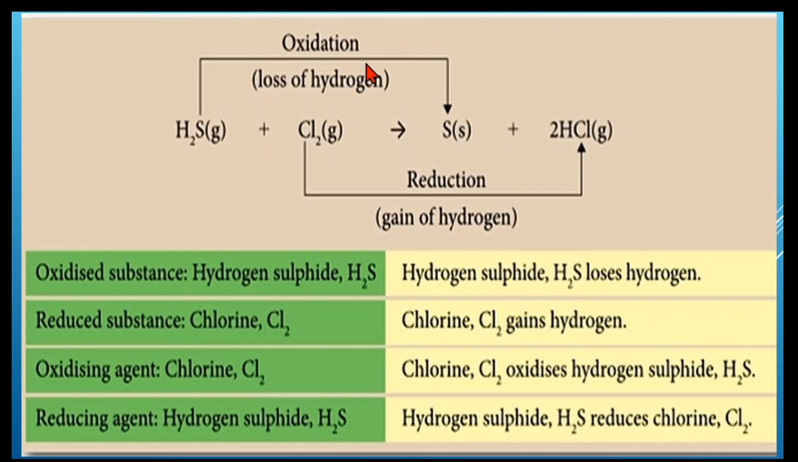So ini hydrogen sulfide undergo oxidation. So dia agent apa? Reducing agent. Yang ini chlorine, dia undergo reduction. So dia agent apa? Oxidizing agent. Alright. So remember this one. This is in terms of gain or loss of hydrogen.